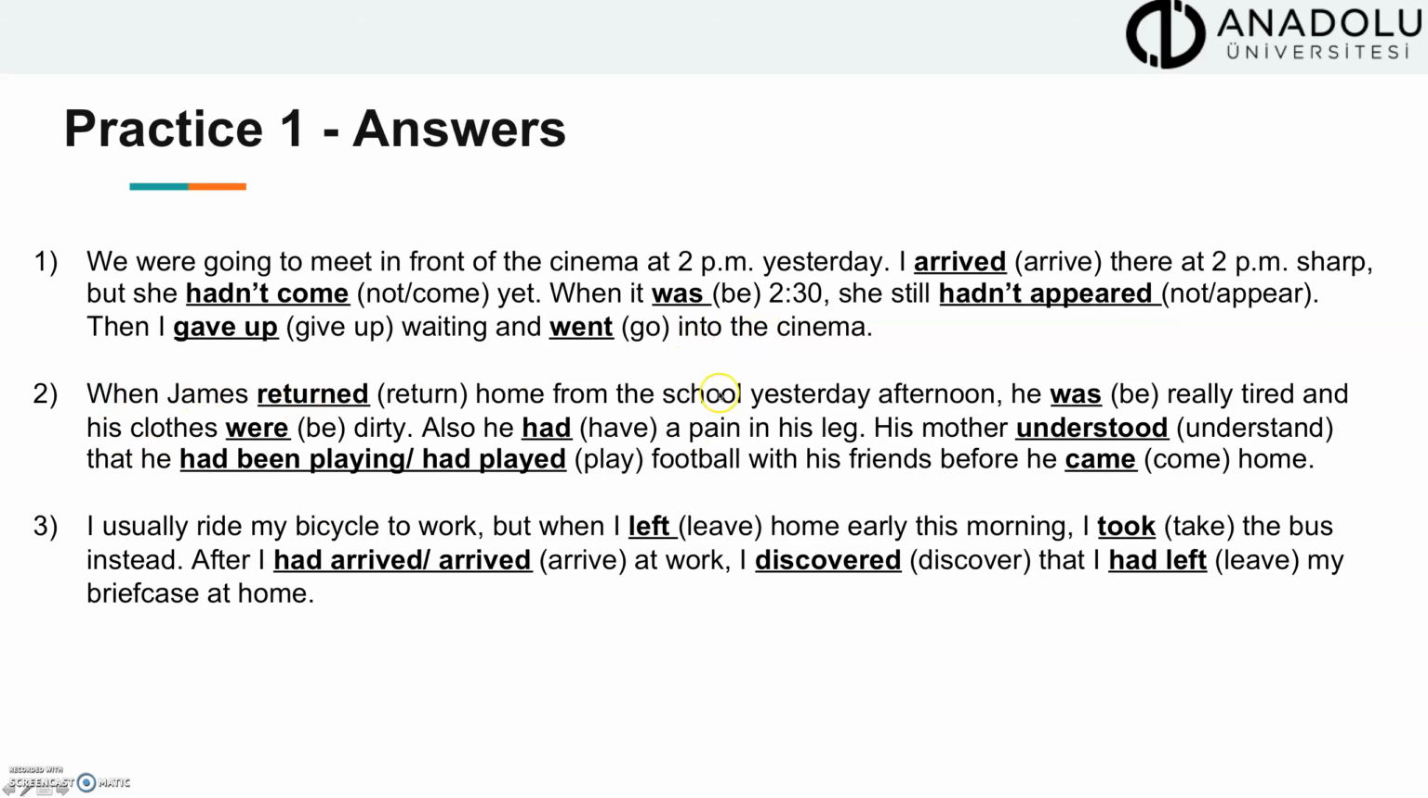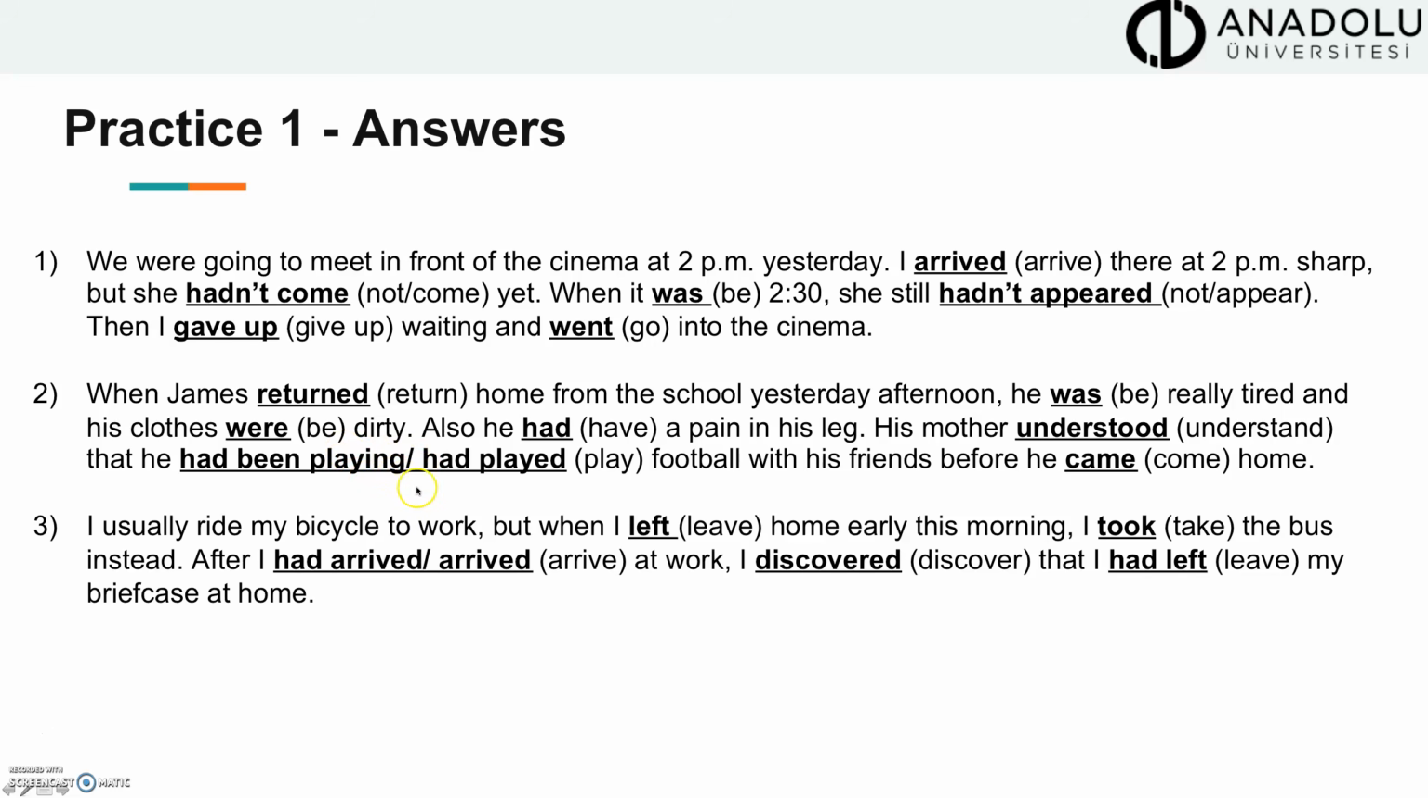When James returned home from the school yesterday afternoon, he was really tired and his clothes were dirty. Also, he had a pain in his leg. His mother understood that he had been playing, or had played is sometimes possible, but focus on this one, with his friends before he came. This is the cause.